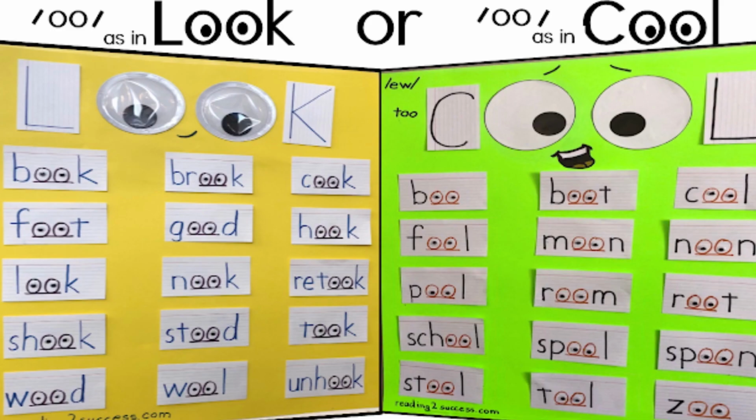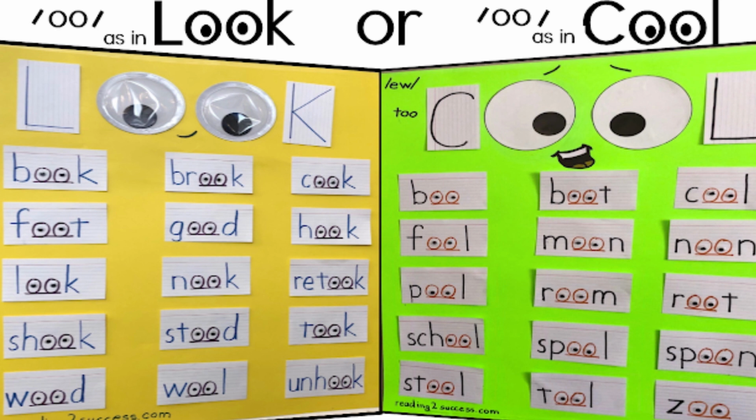Here are examples of both short vowel and long vowel. So, learn first the short vowel, and it's oo. Look, book, brook, cook, foot, good, hook, look, nook, retook, shook, stood, took, wood, wool, unhook.